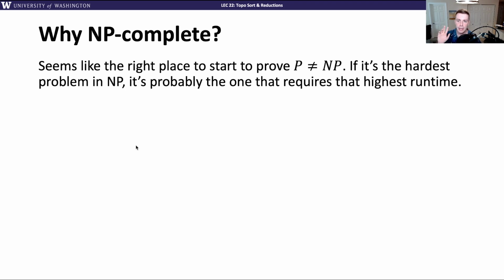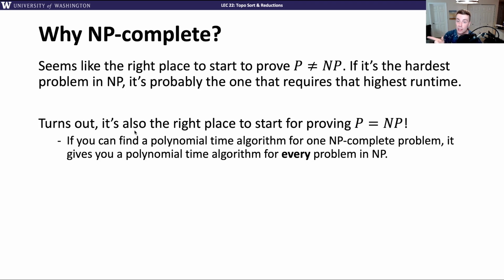Well, I mentioned it seems like the right place to start for proving that they're not equivalent. It turns out it's also the right place to start if you want to prove that they are equivalent. Because these problems are the hardest problems in NP, if you find an efficient solution to one of them, you find an efficient solution to all of them, because you could turn any problem in NP into that problem that you have an efficient algorithm for using a polynomial time reduction. I mentioned, if everything is polynomials all the way down, then the whole total runtime will be polynomial.